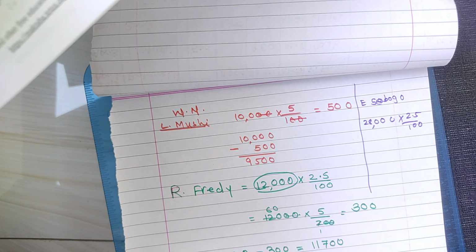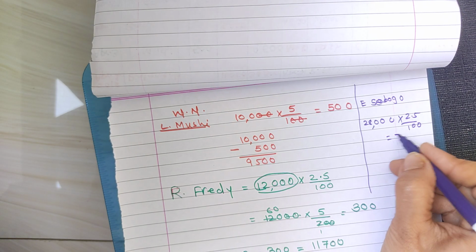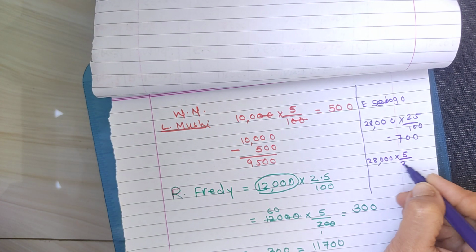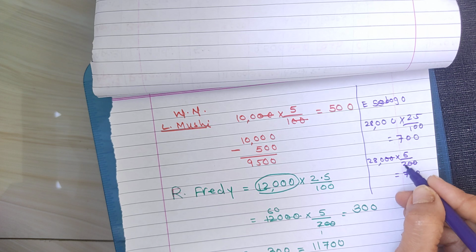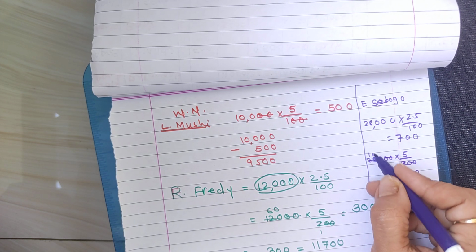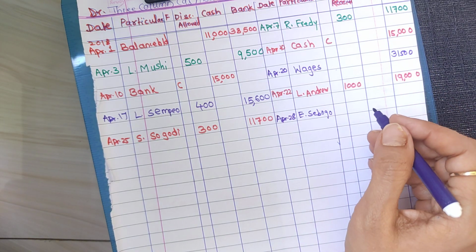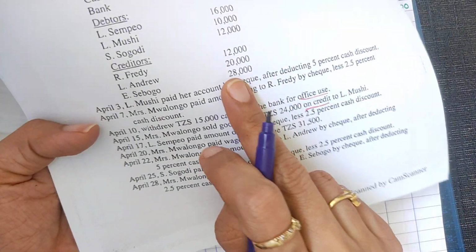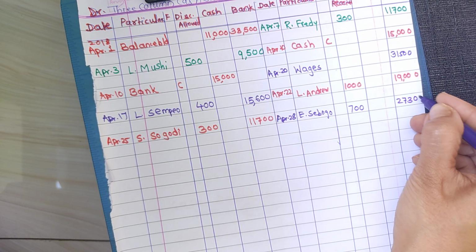So 28,000 into 2.5% becomes 700. You can even do it like this, 28,000 into 5 upon 200. So the answer will be 700. This 20 goes, 2 ones are 2, this will become 140, so 140 into 5 is 700. So write down here, discount is 700. When we deduct this 700 from 28,000, we will get 27,300.